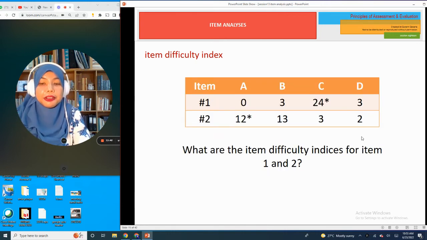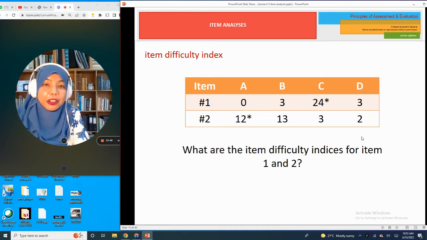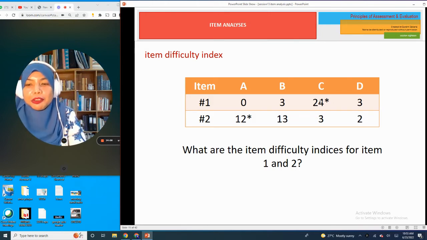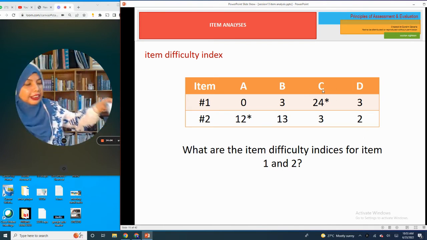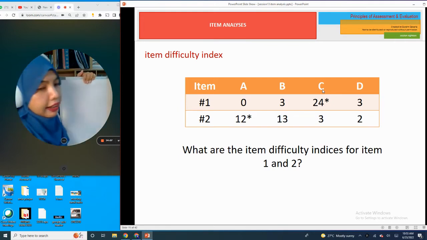For these 2 respective items, C is the correct answer for item 1, and A is the key for item 2. Right? So how do we calculate item difficulty indices for these 2 items? Easier than the first one, because we know exactly how many people answered all of these. Let me just demonstrate here.